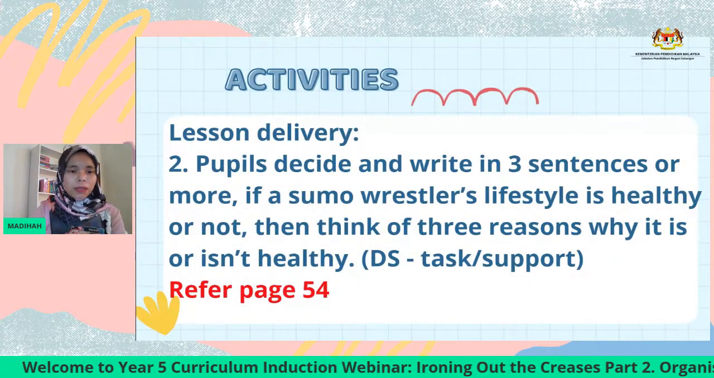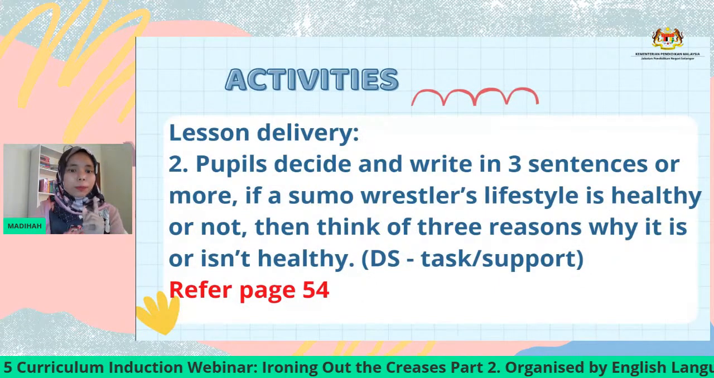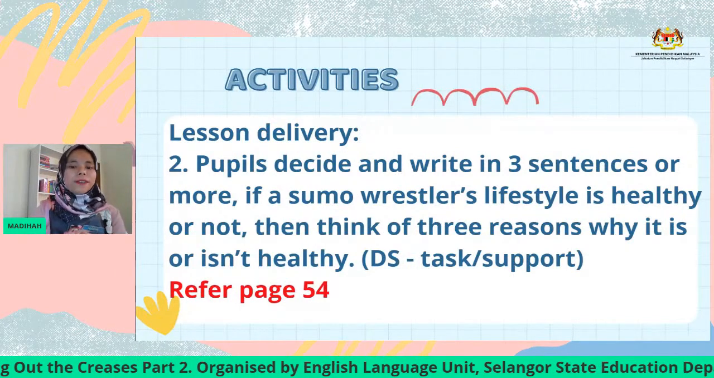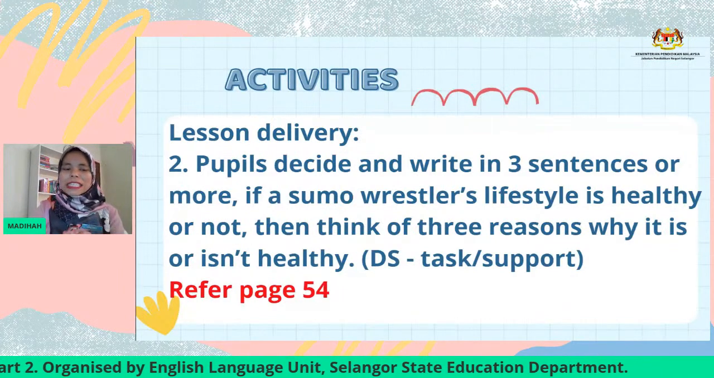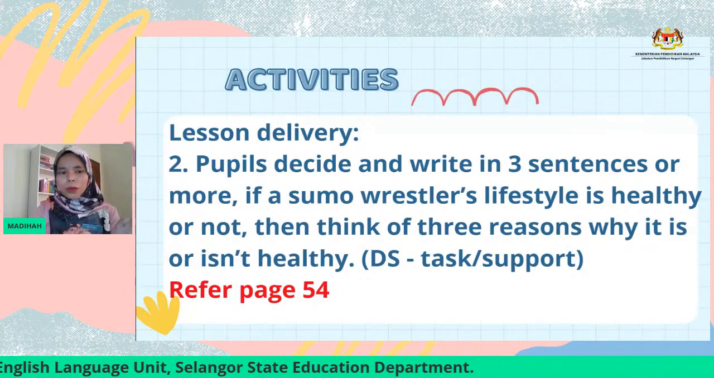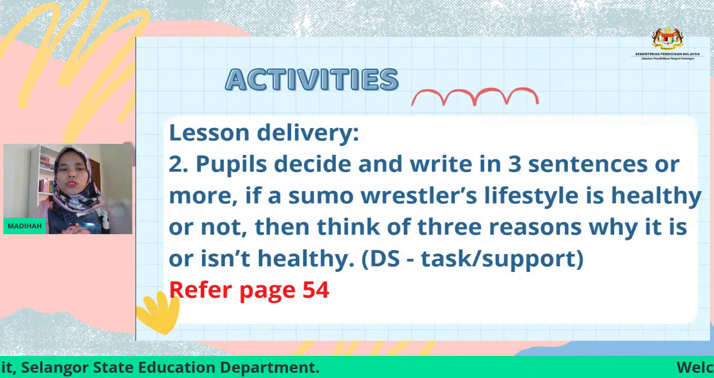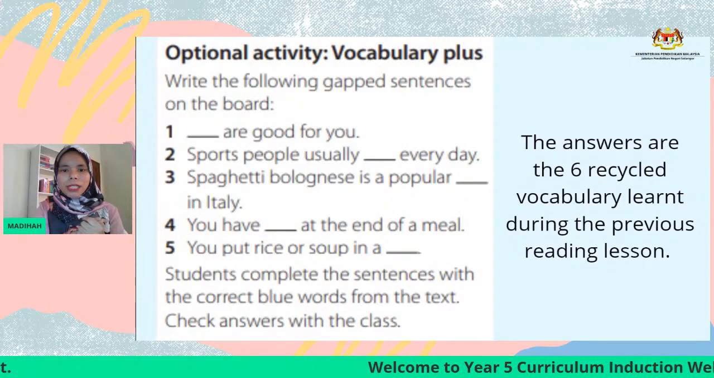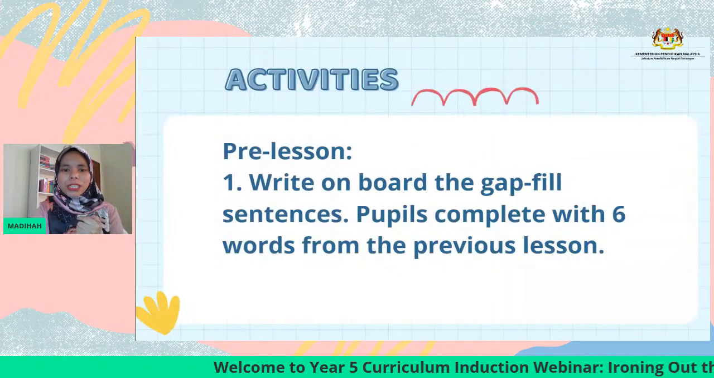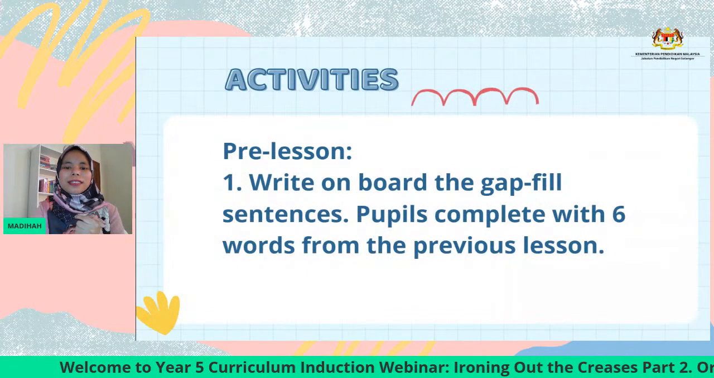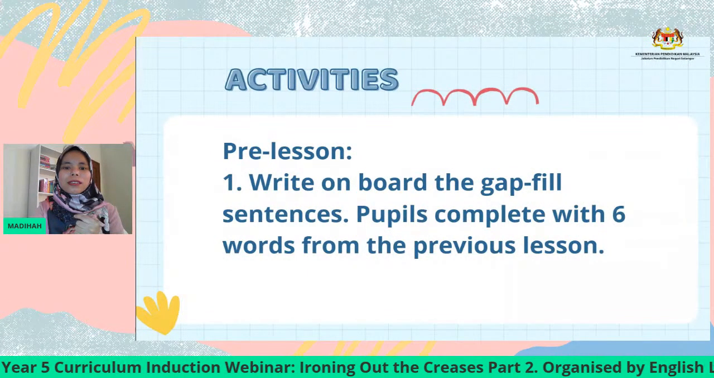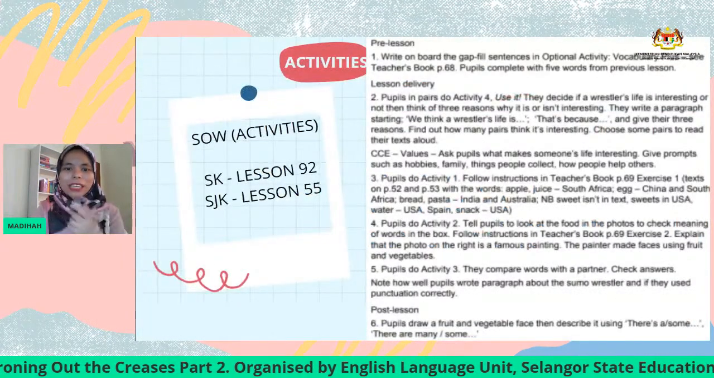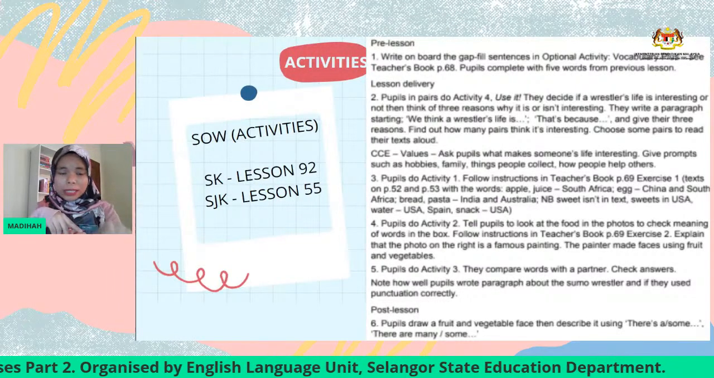Okay, for lesson delivery, for activity number 2, the pupils will decide and write 3 sentences or more on whether a sumo wrestler's lifestyle is healthy or not. Teachers, if you remember just now, we talked about the sumos, it was a different topic. Can we move on to the SOW, please? One more slide previously. Again. One more slide, please. Yes, okay, thank you. So let's look at lesson delivery number 2.